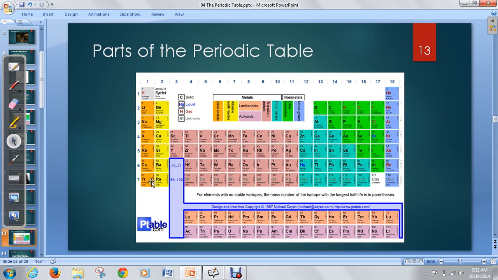Okay, this column right here is called the alkali metals. They're very reactive substances. Most of them react with water. Okay, so you don't see a lot of them in nature because they just react right away.